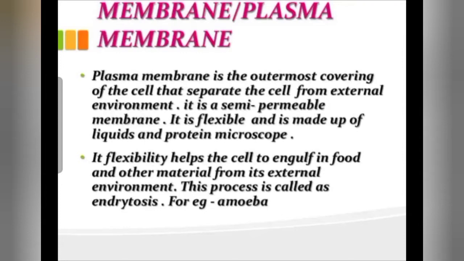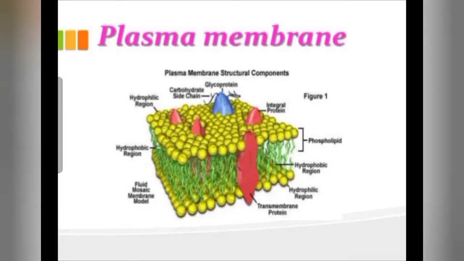Now we will discuss the functions of the plasma membrane. This is the diagram of the plasma membrane. You can see the composition and structural organization of the plasma membrane. The plasma membrane allows the entry and exit of some selective material in and out of the cell. The cell membrane therefore acts as a semi-permeable, selectively permeable, partially permeable or differentially permeable membrane.